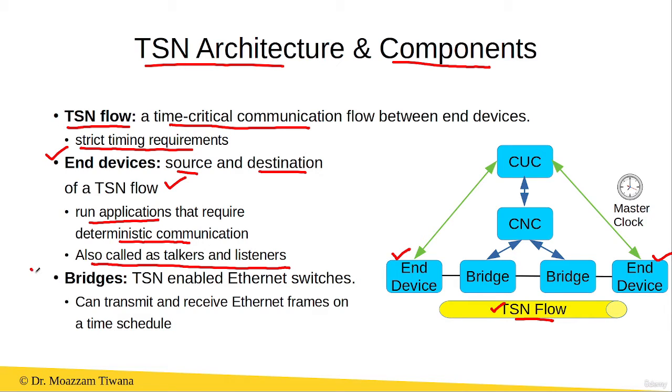And then we have the bridges. Here we can see that this TSN flow is passing through these two bridges. A bridge is an Ethernet switch which is TSN enabled, and this Ethernet switch has the capability to transmit and receive the Ethernet frames on a strict timing schedule. Now, apart from the Ethernet, if we are using 5G, then the 5G system can also serve as the bridge in a TSN network.